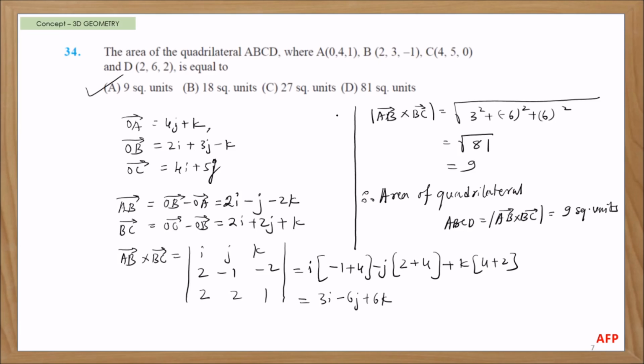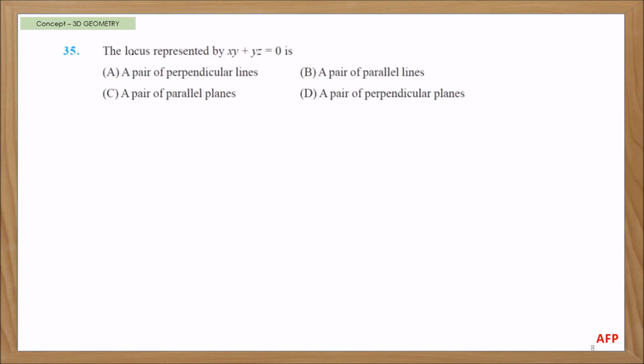First option it follows. So next one, the locus represented by this equation. Okay, so the locus represented by the equation is given. You can take y outside, x plus z equals 0. So here y might be 0 or x plus z might be 0. So this is a plane equation, this is also a plane equation. Two plane equations are given, so a pair of planes. Now we have to find whether they are perpendicular or parallel.